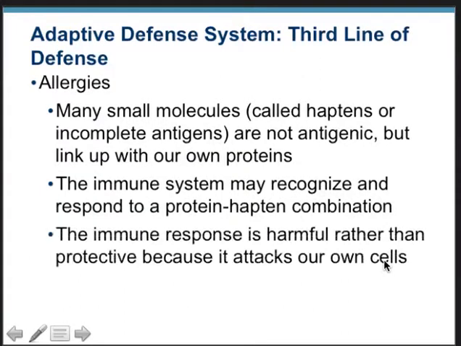What happens when the protein and the hapten couple up is that the immune system can recognize this as potentially a harmful entity. Okay, might be, as far as the immune system is concerned, attached to a pathogen. And so what can happen is that we can produce antibodies that will recognize and destroy this protein hapten combination. And if this protein hapten combination is on the surface of our own cells, what this will do is promote damage of our own tissues.